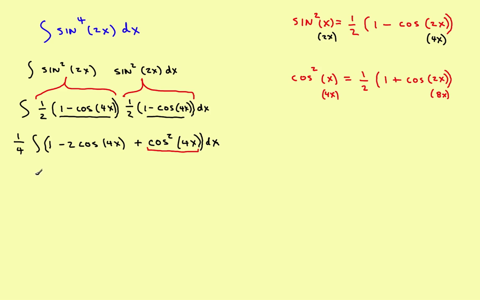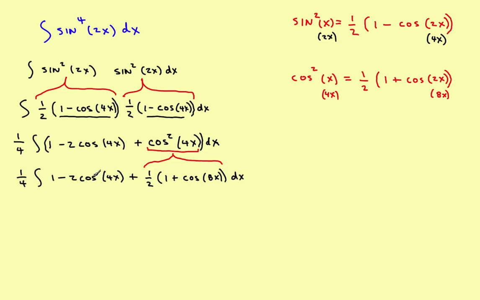So you'll still have some parts of it stay the same. The 1/4 stays the same, and you've got the integral of 1 minus 2 times the cosine of 4x. Then you've got plus, and on this now, you're going to change this into this form right here. So it's going to be 1/2 of 1 plus the cosine of 8x dx. So again, all you did there was change this cosine squared into its double or half angle formula. So it looks like that.